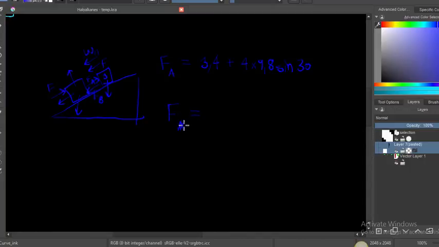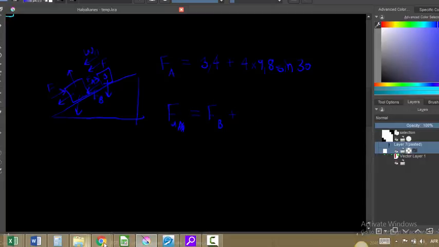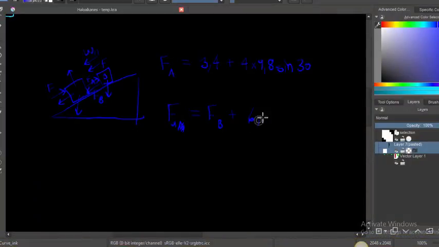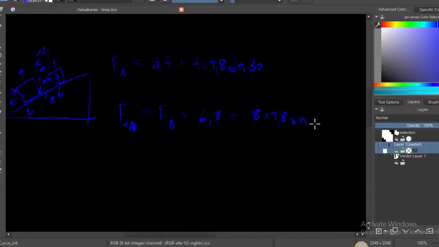So the force applied to A, let's use a small a, is then equal to all the forces that are downward. Now B is causing a force downwards, and then the weight parallel to the surface again here, as well as his 6.8 newtons of friction. So his friction as well as his weight, which is 8 times 9.8 times sine of 30.